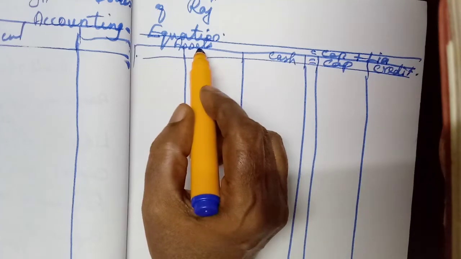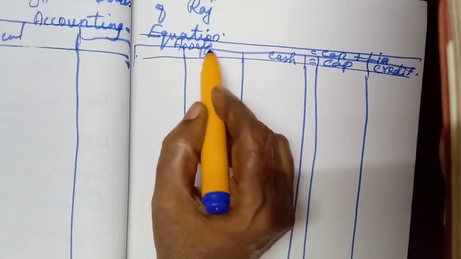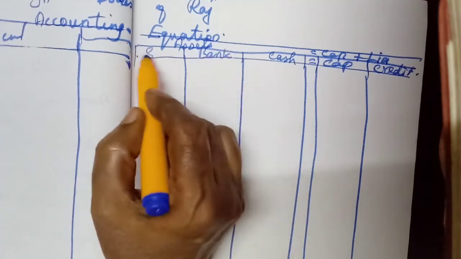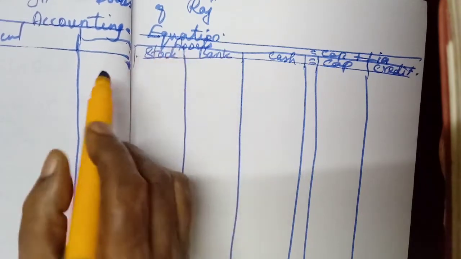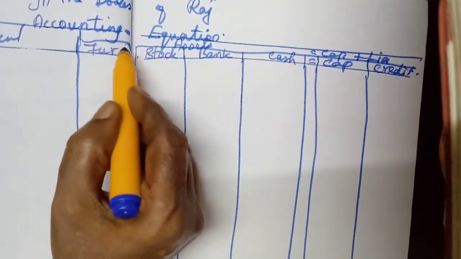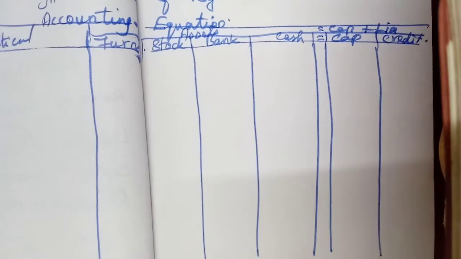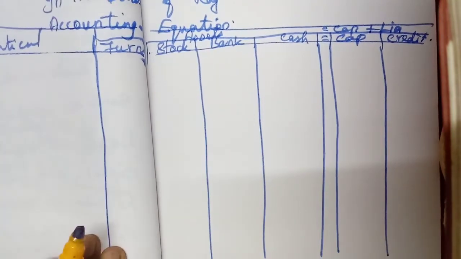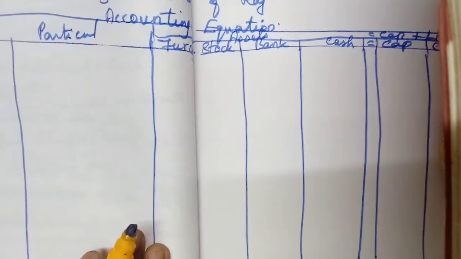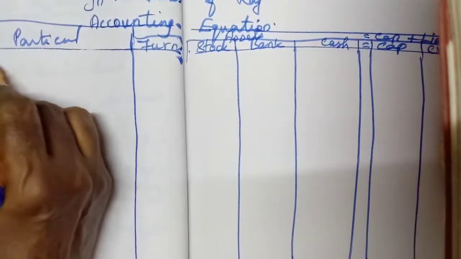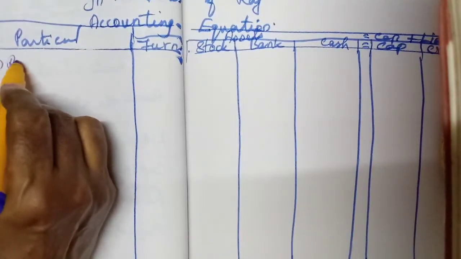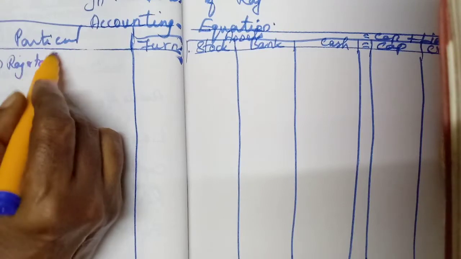Okay, then after cash, bank, then stock, then furniture. Okay, now the first one, Raj started business with cash. That you write as the particulars. Okay, number one, Raj started business.